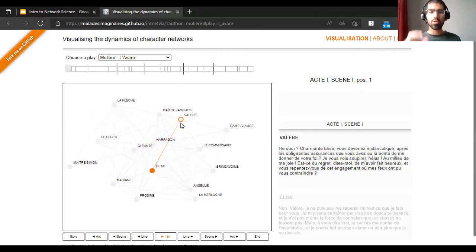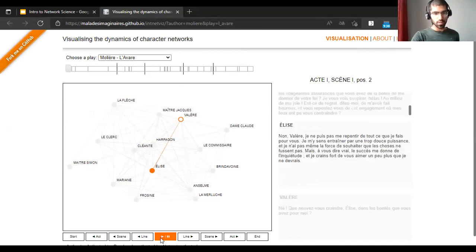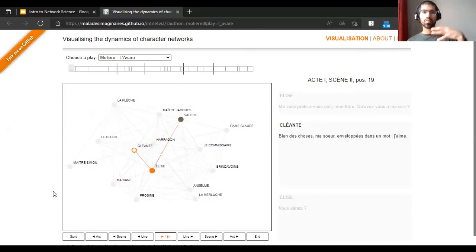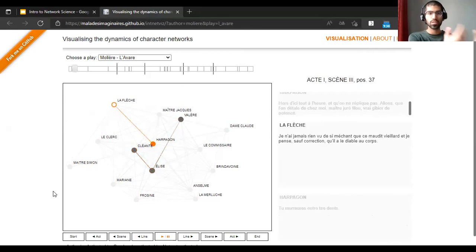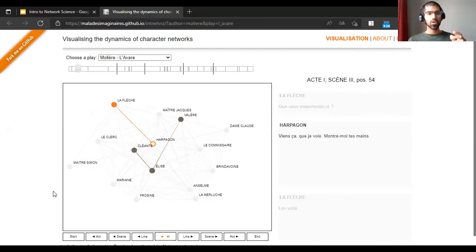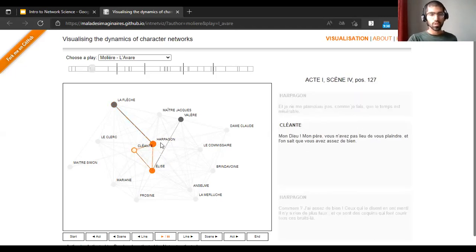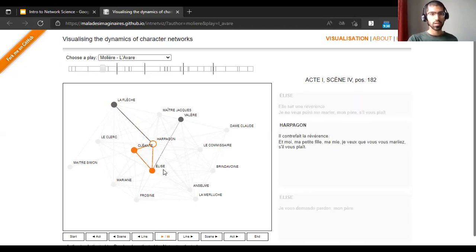So you'll see nodes as individual characters of the play, and they're flashing over time every time they talk to each other. And it's interesting to see how, as the play progresses, in some acts, maybe there's a new character that's introduced for the first time. Maybe you have a side dialogue between some characters for a little bit, but then you return back to the main dialogue with the central part of the plot. So for example, here, Harpagon, that's the main character, and you can see he was talking to La Flèche, but now he's talking to Cléante and Élise.